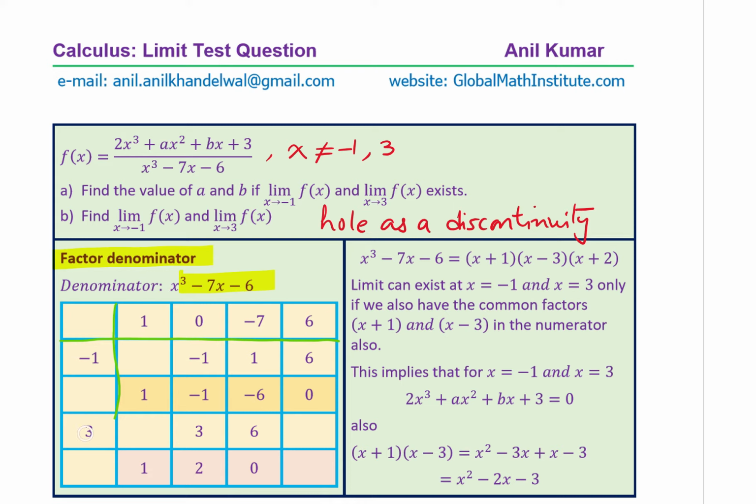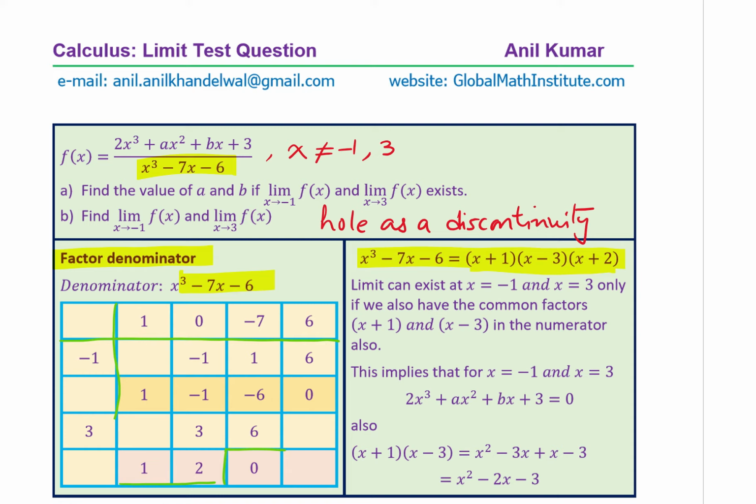The second factor is for x equals to 3. Dividing by 3, we get 1, 2, 0. Well, that clearly indicates that the third factor is x plus 2, right? So that means I could write the denominator as the product of x plus 1, x minus 3, and x plus 2. So we could write the denominator as the product of these three factors, correct?